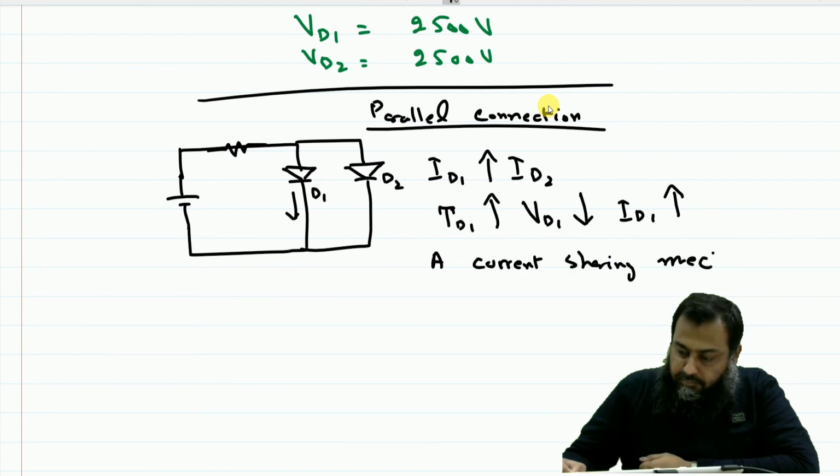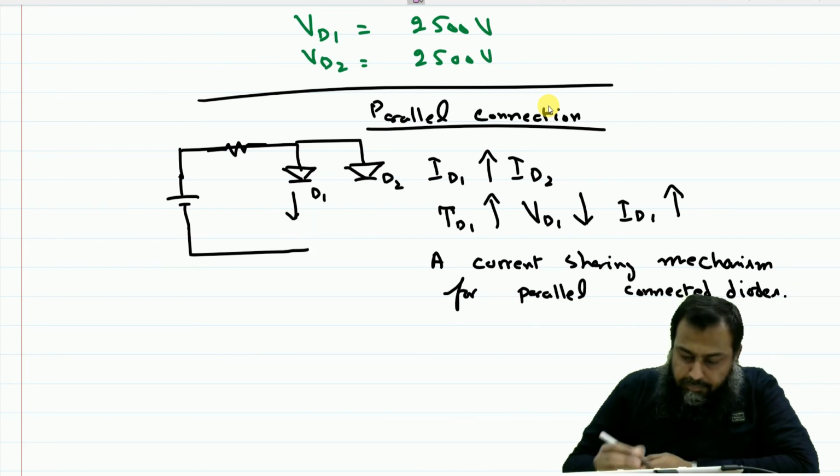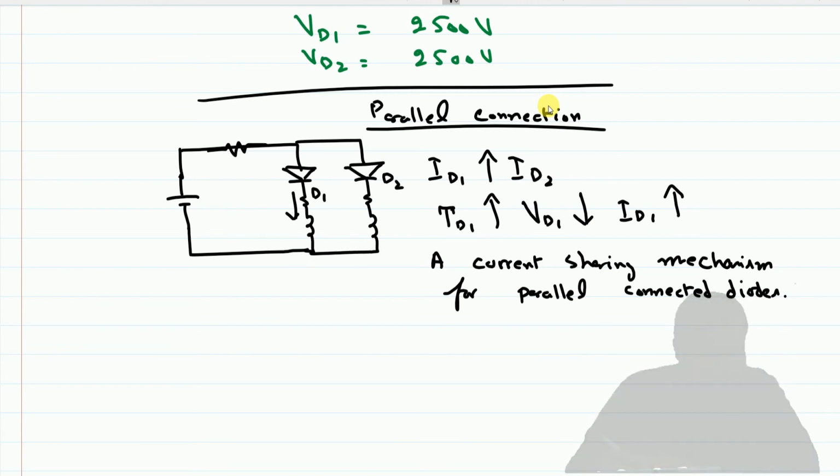mechanism for parallel connected diodes. And what is that? Let us see. For that, we connect a network like this, and this is R2, this is L2, this is R1, and this is L1, and we have these two coupled inductors available here.